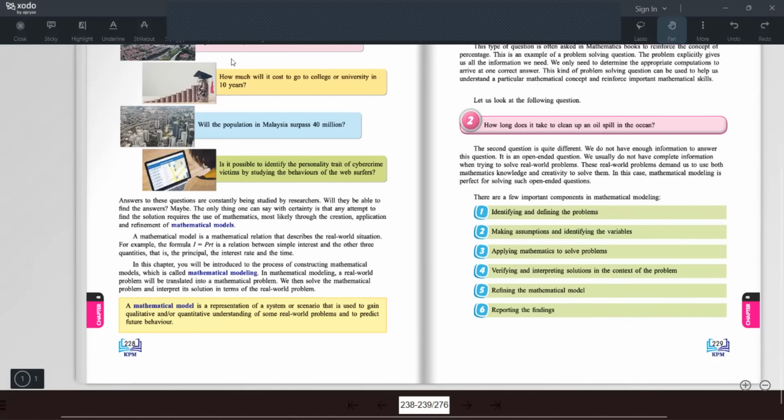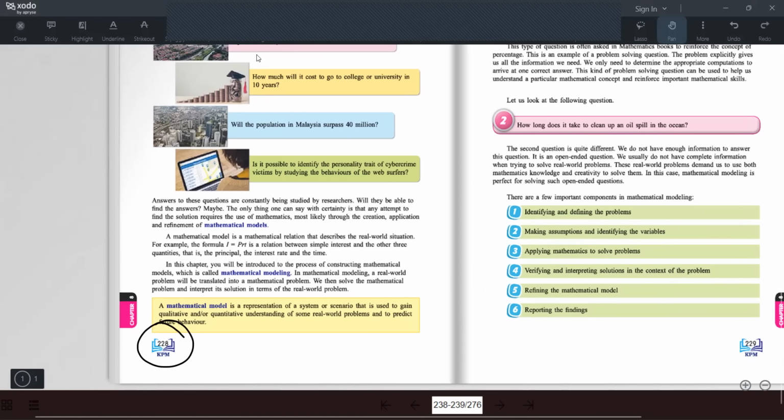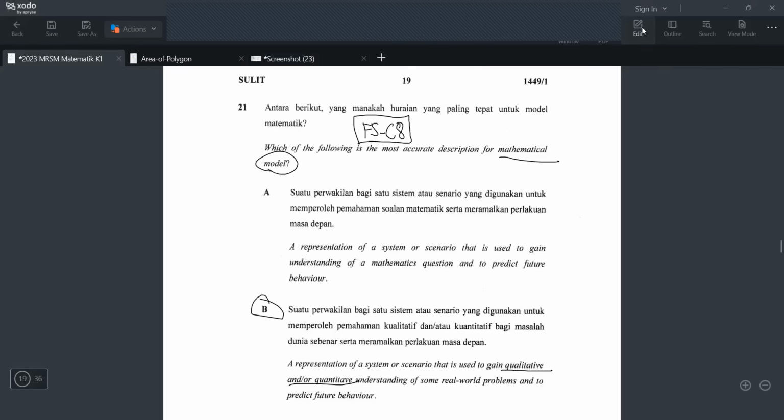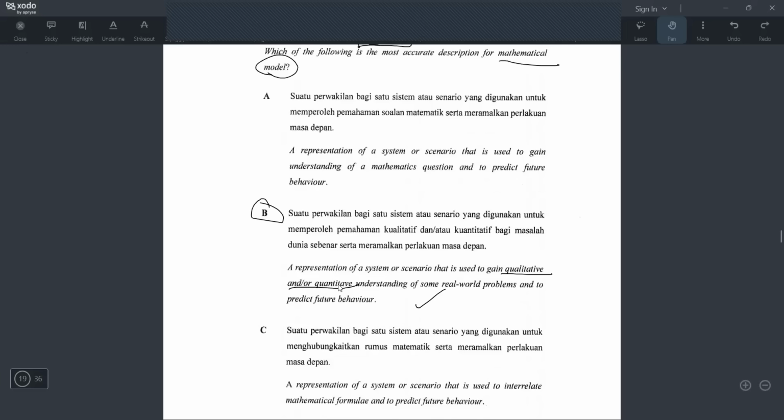This is page 228. And you can refer down here. They give you the definition. A mathematical model is a representation of a system or scenario that is used to gain qualitative and quantitative understanding of some real-world problem and to predict future behavior. So now we come back to the question. The answer has to be B. The keyword here is qualitative, quantitative, right? So that's all.